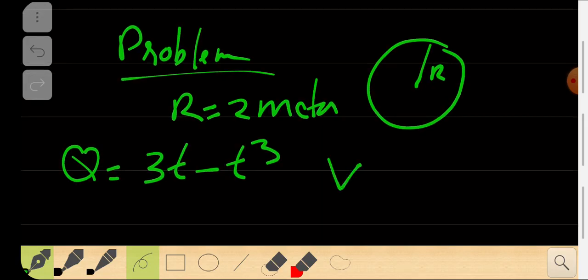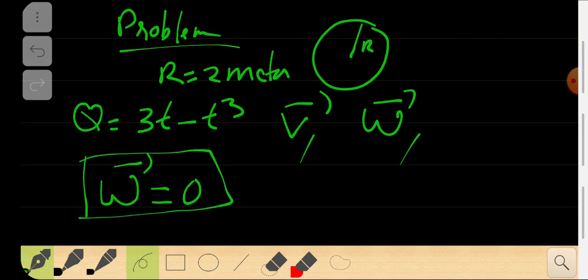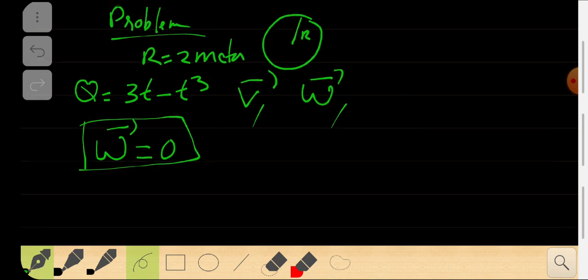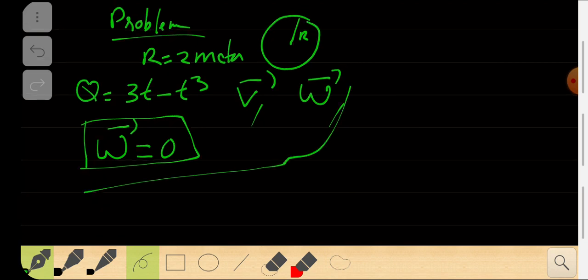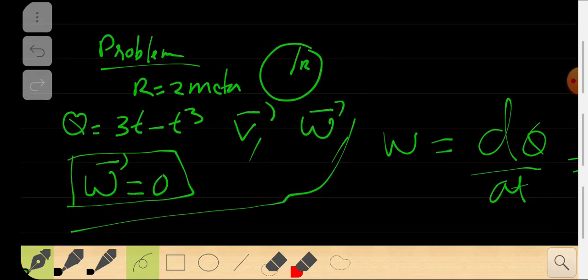Let's find out what the velocity is just to understand the theory. Velocity and omega. Let's find out when omega is equal to 0. So is there a point where angular velocity is equal to 0? Let's find out. Omega is just straightforward. Omega will be equal to d theta by dt, so you have to take the derivative of theta with respect to t.